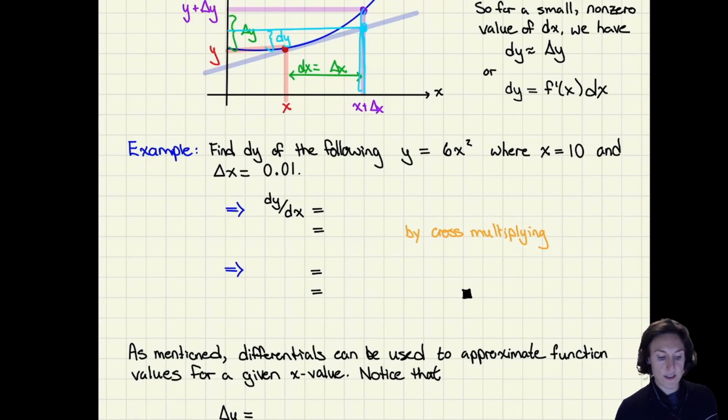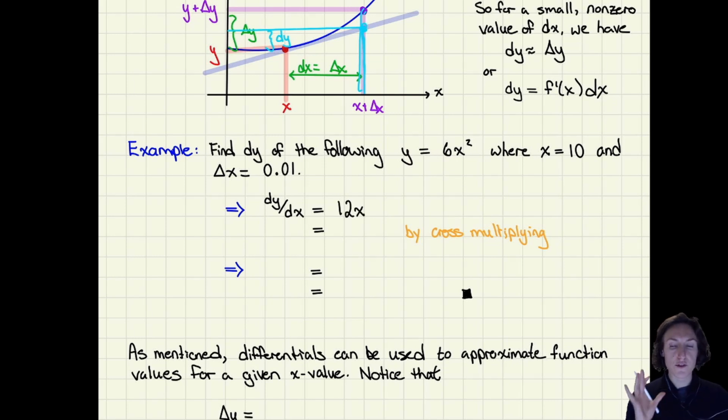Say that I want to find my differential dy of the following function, and I want to see what that change in y is if I'm taking x to be 10, so I'm at the point 10, and my delta x to be 0.01. So if I'm 0.01 away from the x value of 10, you would just differentiate this function normally. So what is the derivative of y? Well, we're going to write dy/dx is equal to, by the power rule, 12x.